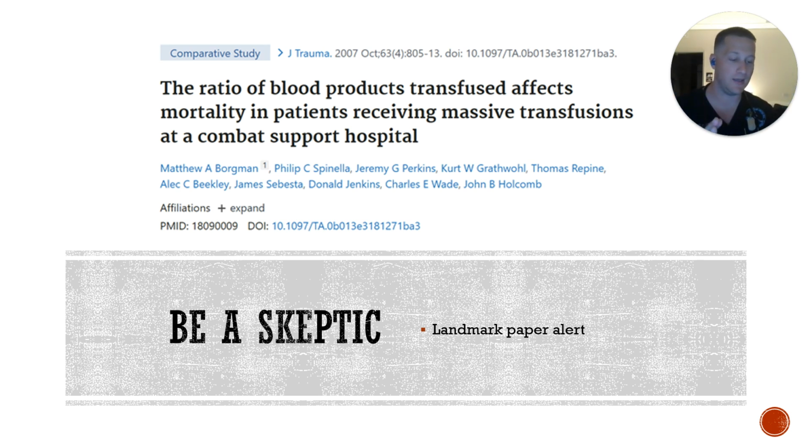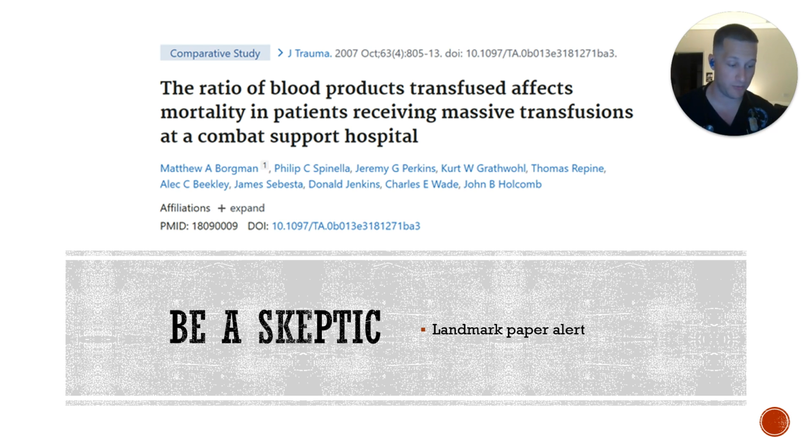The medium was 1 unit of plasma for every 2.5 units of PRBC. PRBC stands for packed red blood cells, just so we're all tracking if I haven't said that. The other was the high ratio, which was 1 unit of plasma for every 1.4 units of PRBCs. Okay, so this is like an average. They basically controlled for same injury severity scores, so people were essentially equally sick across the board.